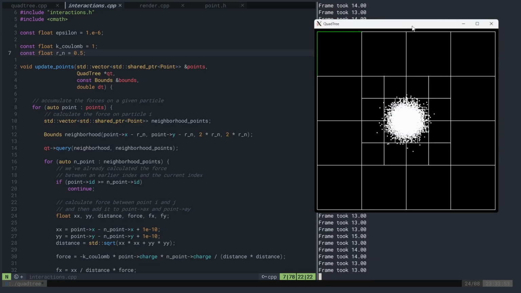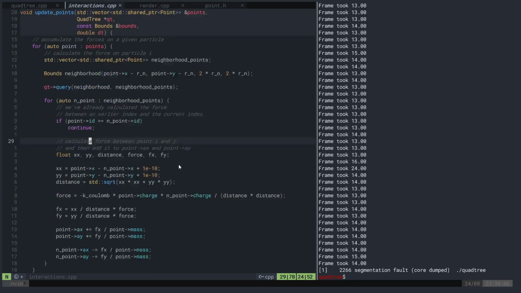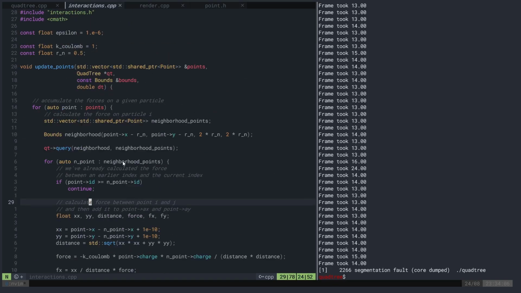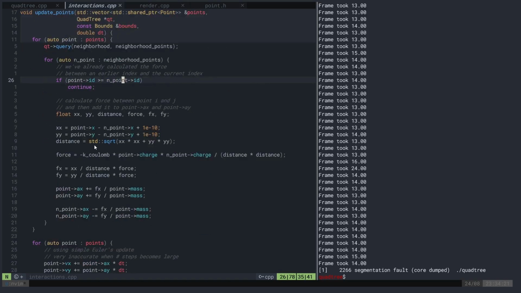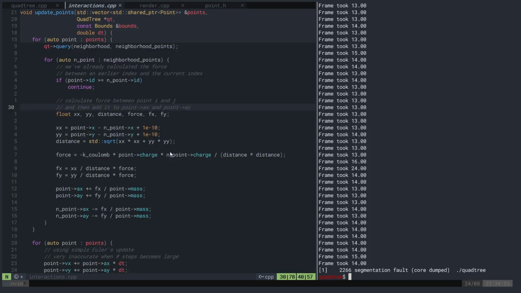So let's see initially if something happens. I'm going to start the simulation. Oh, things are very sluggish and something happened. There was a seg fault. I wonder why. That is a little strange.